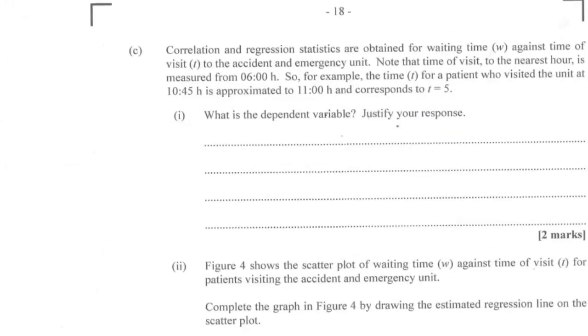Correlation and regression statistics are obtained for waiting time against time of visit to the accident and emergency unit. Note that time of visit to the nearest hour is measured from 6 a.m. So for example, the time for a patient who visited the unit at 10:45 is approximated to 11 hours and corresponds to t equal to 5. What is the dependent variable? Justify your response.